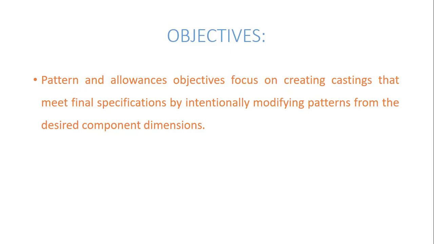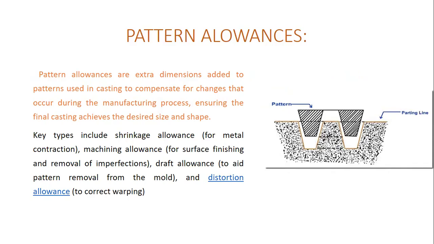Now we shall see the importance of the topic, pattern allowances. It is nothing but providing additional extra dimensions added to the pattern material during the casting process, in order to account for the changes that occur in the manufacturing technique, ensuring the final casting achieves the expected size and shape.